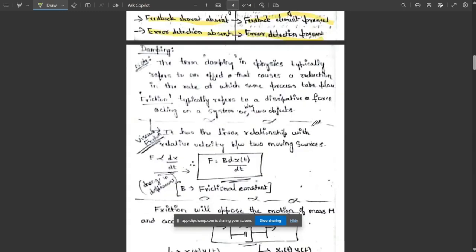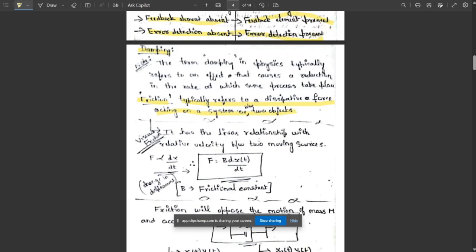Okay, so now let's get to one more concept that is very important. It might be blurry, but I'll read it out to you guys. So the next concept here is damping, another very important concept. So what does damping mean? The term damping in physics typically refers to an effect that causes a reduction in the rate at which some process can take place. Basically, we can say that damping is equivalent to friction. This friction typically refers to a dissipative force acting on a system or between two objects. That is friction.